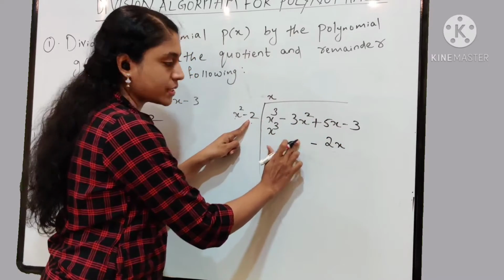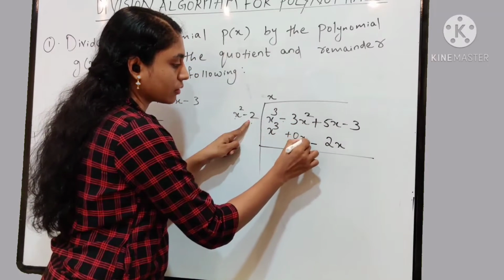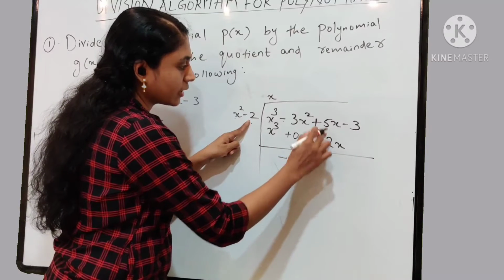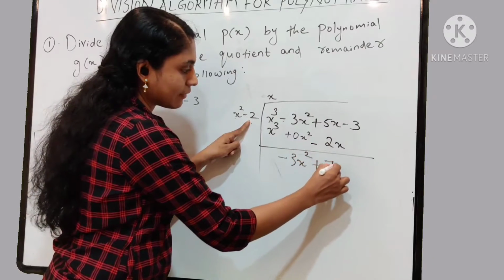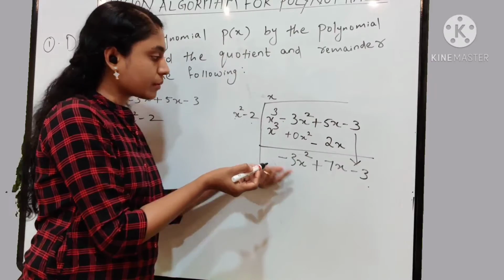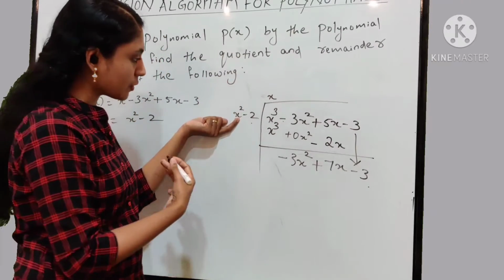And here the x square term is 0. Now minus 3x square, here it is 0x square. So by subtracting we will get minus 3x square. Then plus, minus of minus becomes plus. So plus 7x. Then this minus 3. Now the degree of this remainder is equal to the degree of the divisor. So we can continue the division process.